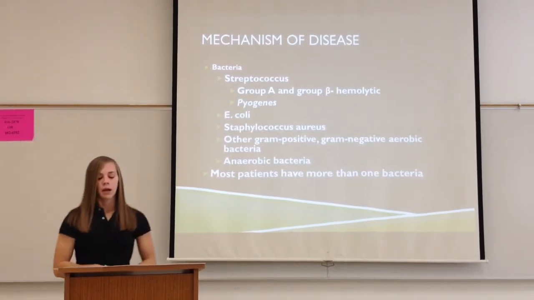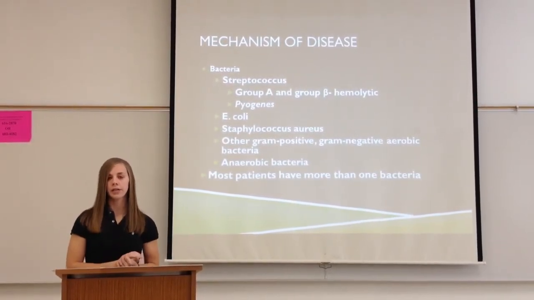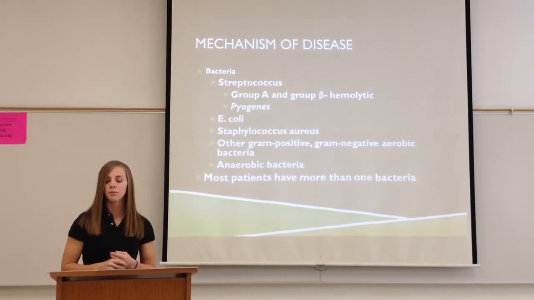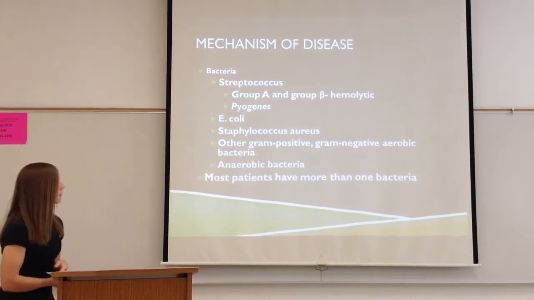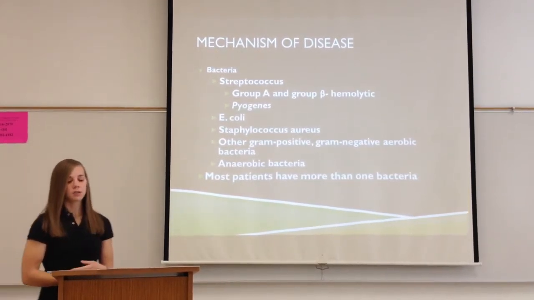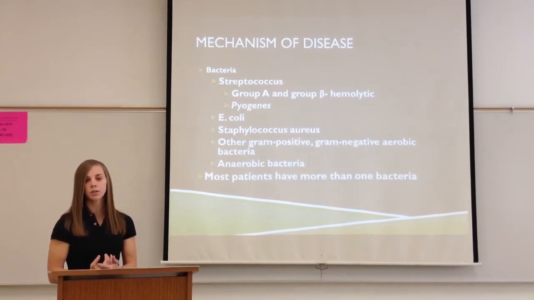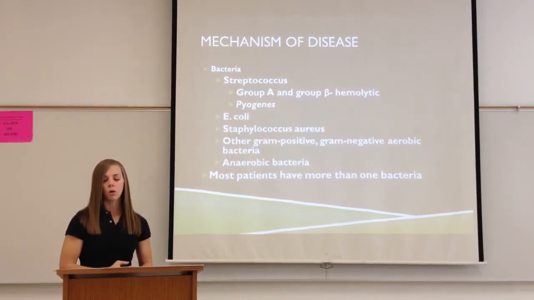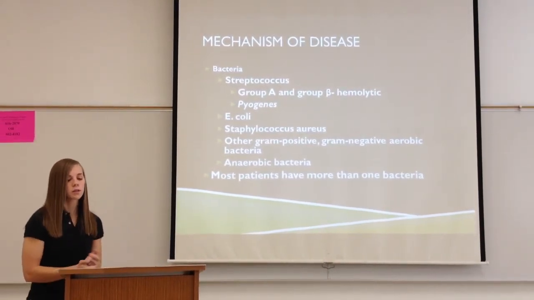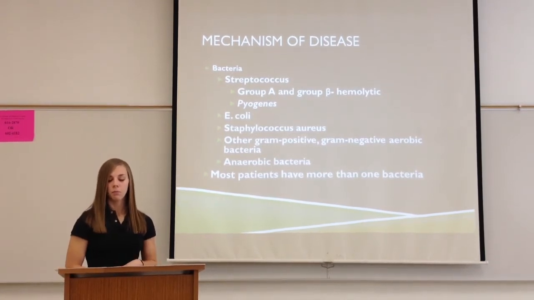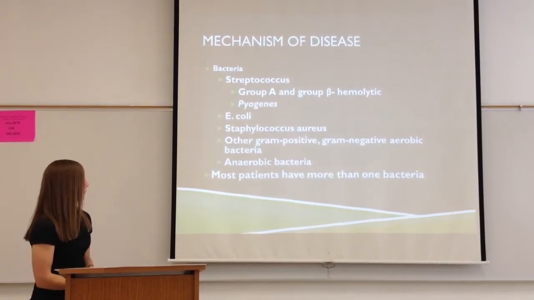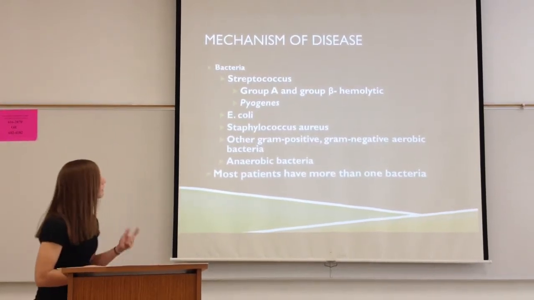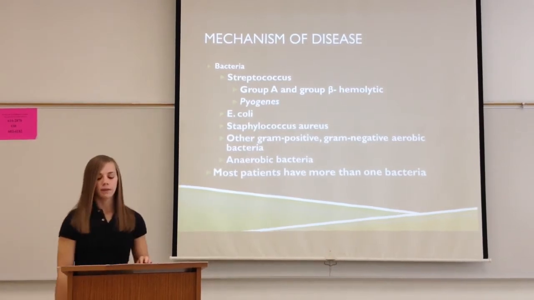So, how do you get this disease? Well, you can get necrotizing fasciitis as a result of a number of different bacteria, but some of the most common bacteria are group alpha and group beta hemolytic streptococcus bacteria, as well as streptococcus pyogenes, which is the same bacteria that causes strep throat. You can also get it from E. coli, as well as Staphylococcus aureus, other gram-positive and gram-negative aerobic bacteria, as well as anaerobic bacteria. And when tested, most patients with necrotizing fasciitis have more than one of these bacteria in their body.